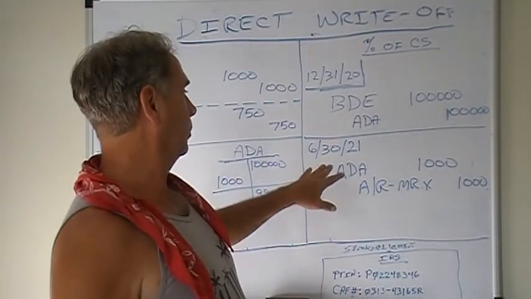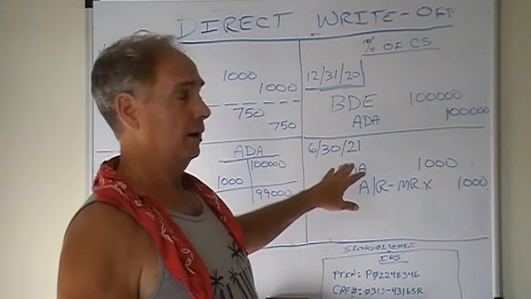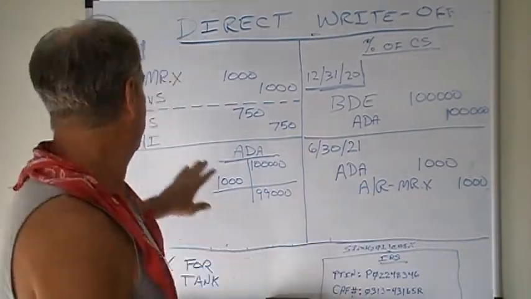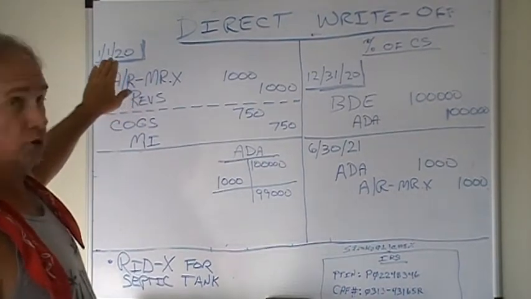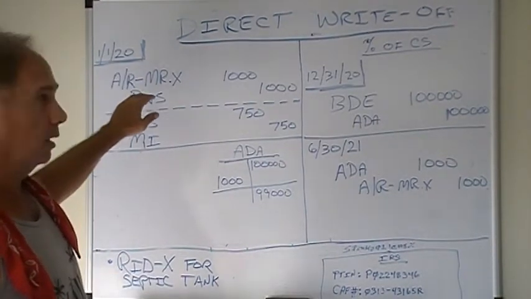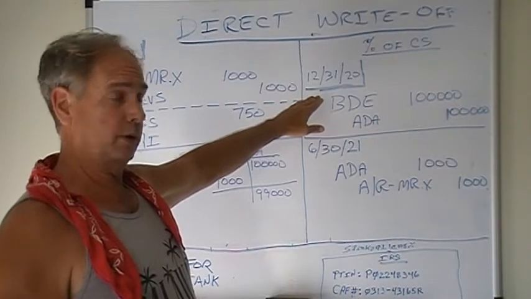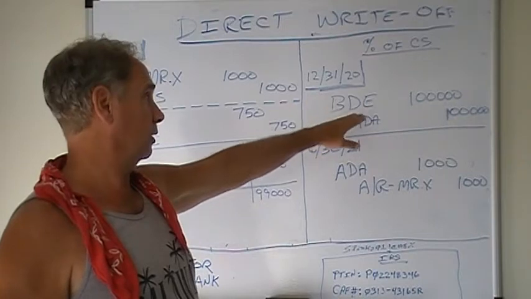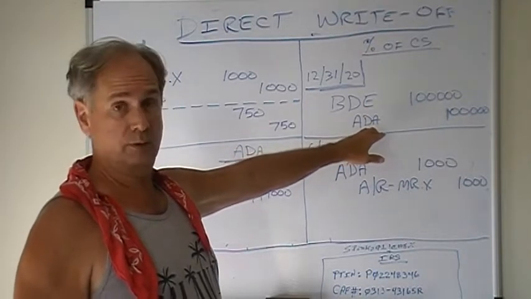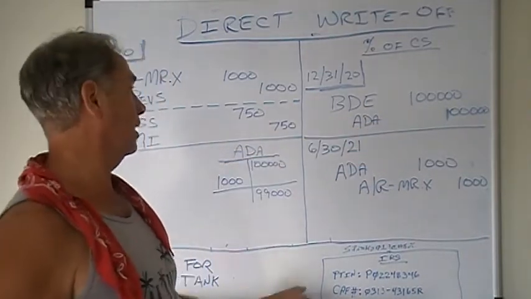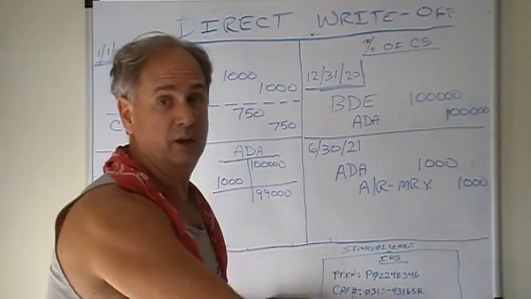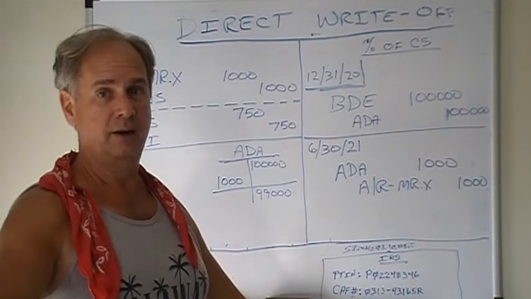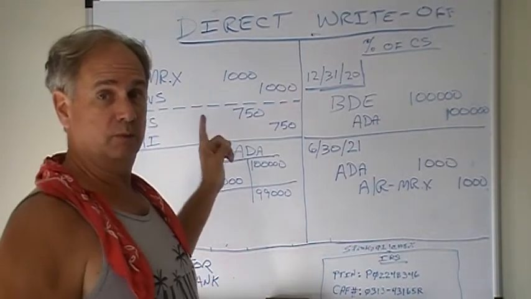Okay, now let's say another 6 months go by. So the revenue transaction is on January 1st, 2020. On December 31st of 2020, I made my bad debt expense of $100,000, credited to allowance for doubtful accounts for $100,000. And let's say another 6 months go by. So I'm now well into 2021, so I am way outside of the time period in which the revenue was recognized.